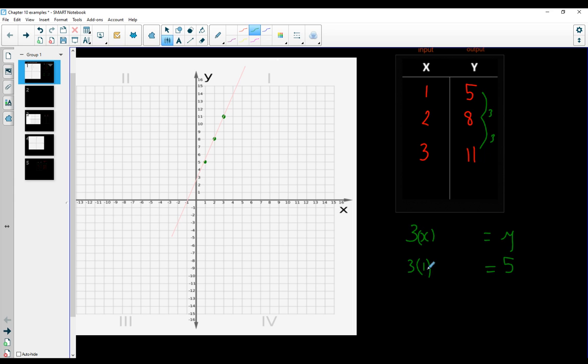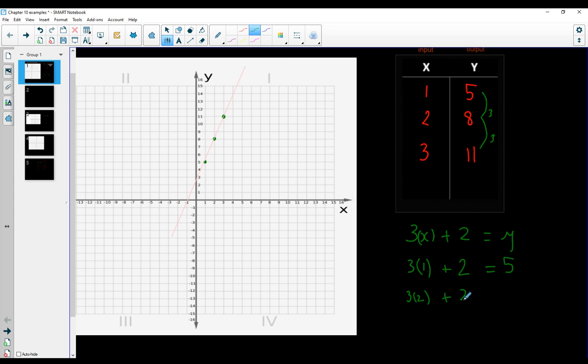So 3 multiplied by 1 is 3. How did I get to 5? Well, I would have had to add 2. Right? 3 times 1 is 3, add 2 is 5. Now, that means that we're going to propose that our expression is 3x add 2 equals the value of y. And we're going to try that for the first 3 values.